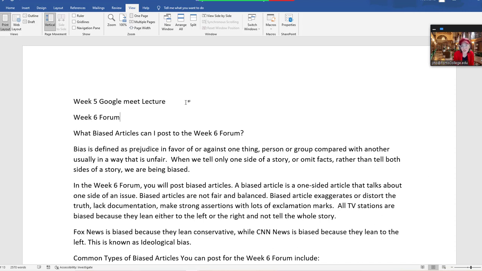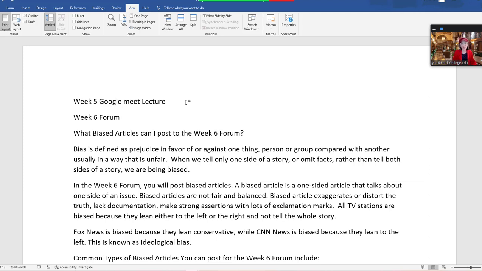In the week 6 forum, you're going to post biased articles on purpose. You're going to post articles that have ridiculous claims, and you're going to post articles that have bias. What is a biased article? Bias is defined as prejudice in favor of or against one thing, person, or group compared with another.